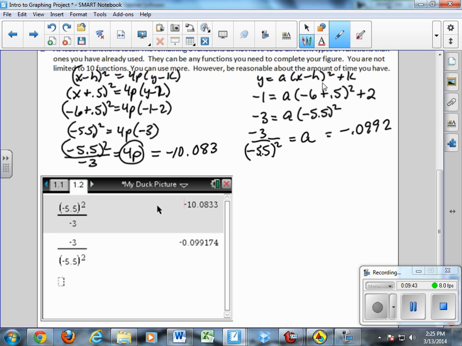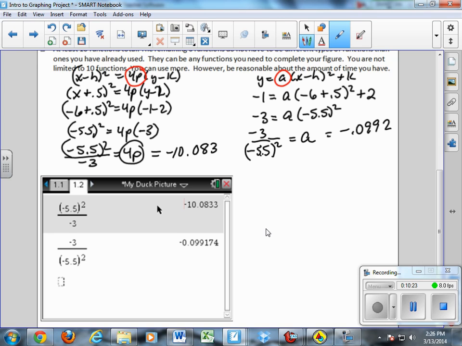But once we solve for those coefficients, what we're trying to solve for is this number here, or this number here, I get 4p is negative 10.083, or I get a is negative 0.0992. Notice that those are just reciprocals of each other, because in this case the a is the coefficient of the squared term, and in this case the 4p is the coefficient of the unsquared term. They're on opposite sides of the equal sign, so they're just reciprocals. If I move this to the other side, I'd be dividing by 4p, which would give me what a is. So once I have that, then I have my equation.